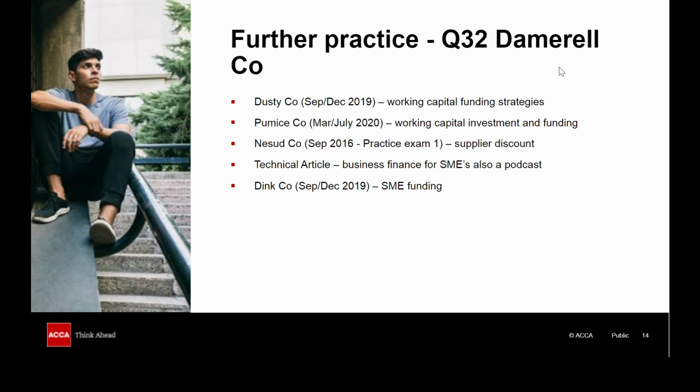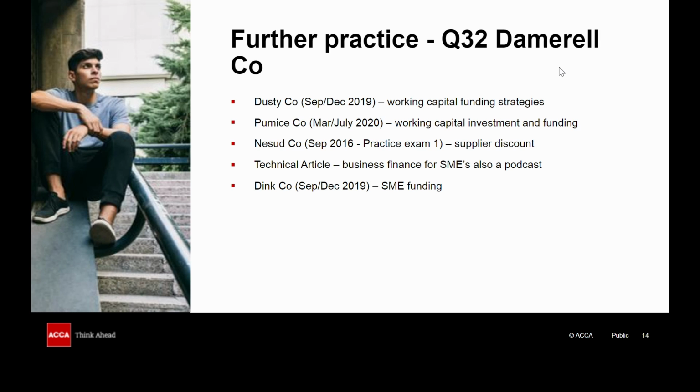I did have a question that somebody's just asked me about that supplier discount. Do we take into account the discount on the purchases figure when we're calculating the payable days? Now, I have seen that answer in questions in exam kits by providers, but the ACCA answer for trade receivables and payables is based on the undiscounted version of the sales and the purchases. So your answers should reflect that.